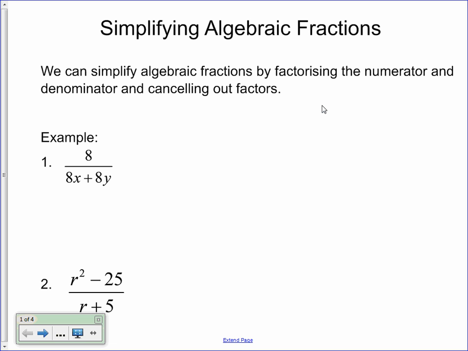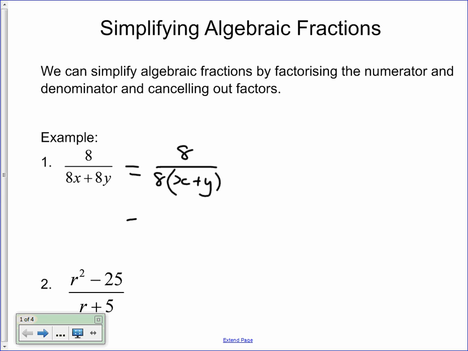So let's have a look at some examples. First one is quite straightforward. We have 8 over 8x plus 8y. Can we factorize the top? No, it's just a number. It's as simple as it can be. However, we can factorize something in this fraction. What can we factorize, and how do we do it? We say it's a common factor of 8, so we do 8 over 8. What goes in the brackets? x plus y.